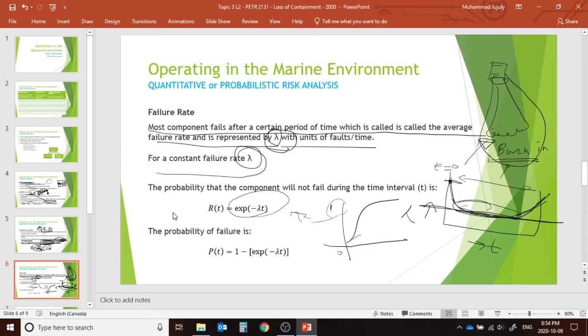That is how we calculate the probability of failure, and this term here, the probability of not failing, we call reliability. So the probability of failure, or P(t), is expressed by this formula.